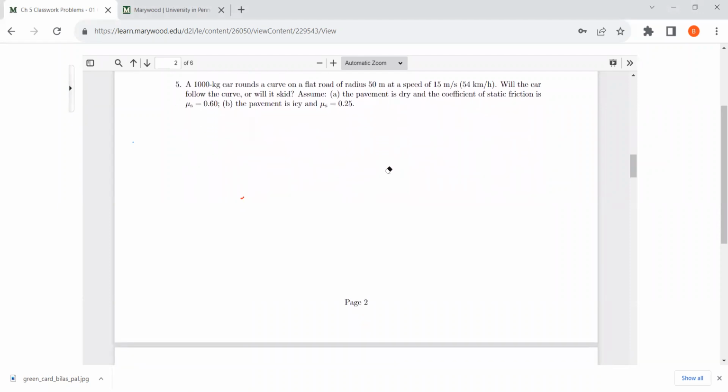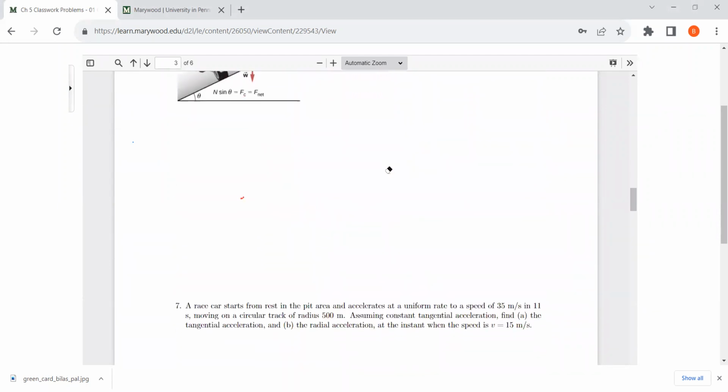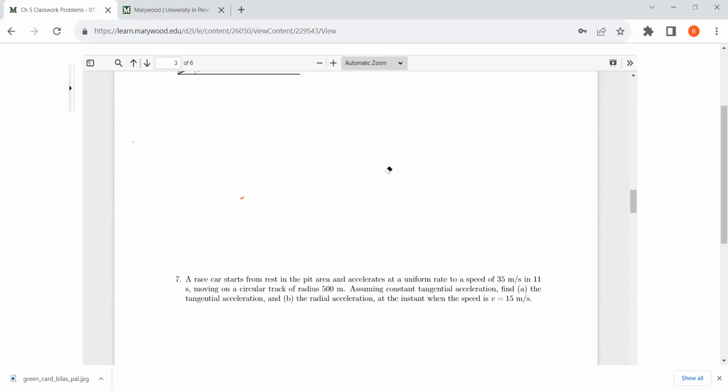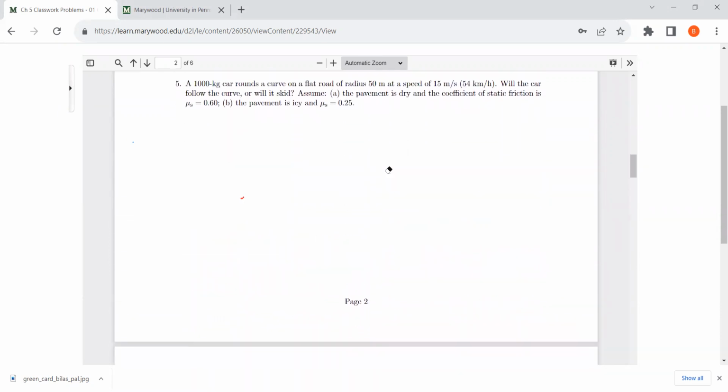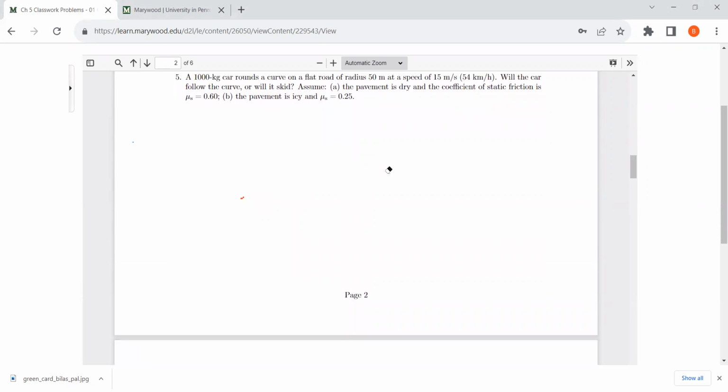The next few problems, actually the next three problems, are about banked and unbanked curves. Let's try to solve them one by one.